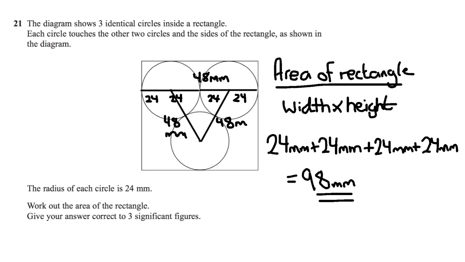So to find the height, I'm going to split this triangle in half. And straight away you should notice that it will form a right angle triangle. I know this triangle is equilateral as all the sides are the same. So therefore this angle, this angle and this angle are all equal and equal to 60 degrees.